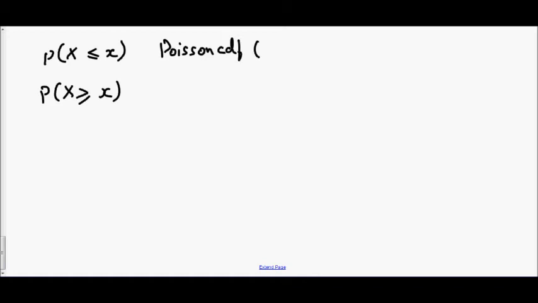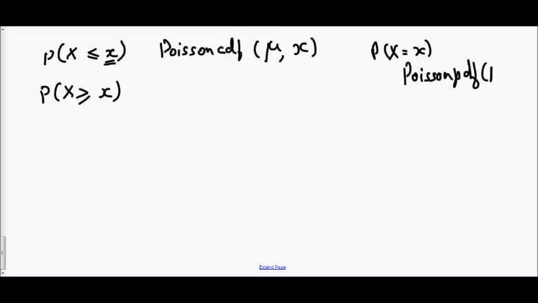Same properties apply for those with less than or equal to, and for greater than or equal to. For less than or equal to, you can use Poisson CDF directly, and what you are supposed to enter in your calculator is the value of mu and the x that is given in the question. For P of x equal to x, you can use Poisson PDF, because it's equal to, so it's Poisson PDF mu comma x. This is how you have to enter it in your calculator.